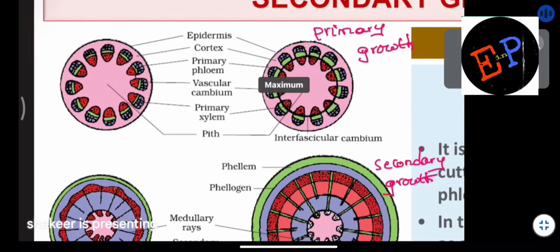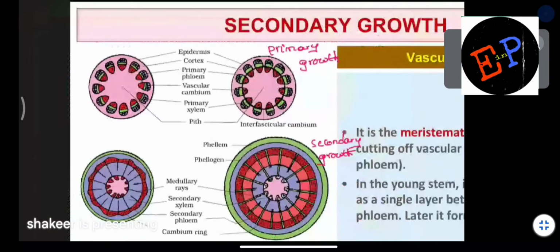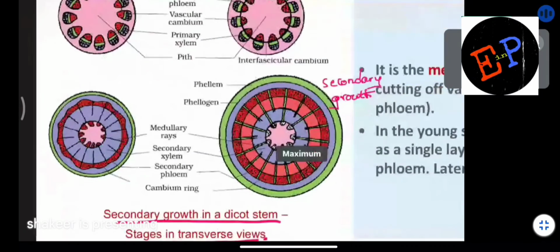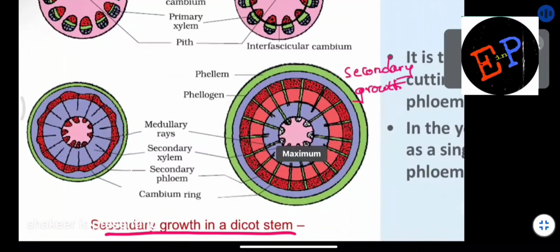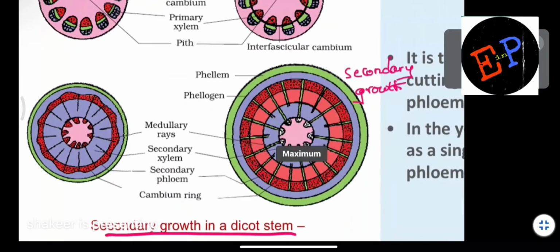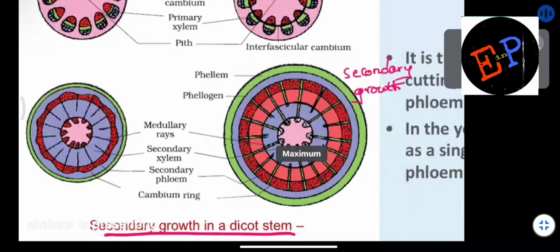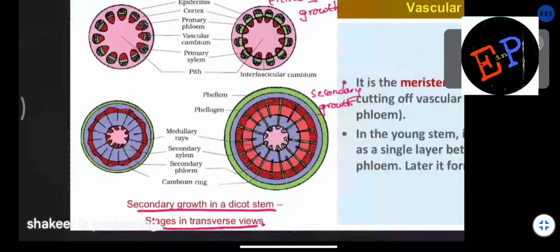These structures we already know. There is nothing new here. Then coming to secondary growth, the cambium ring is present. Secondary phloem has developed, secondary xylem has developed, and medullary rays have also developed. Then a layer of cells has developed. Clear? So this is about secondary growth.